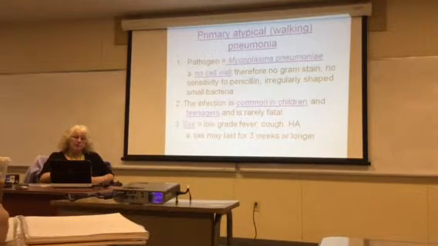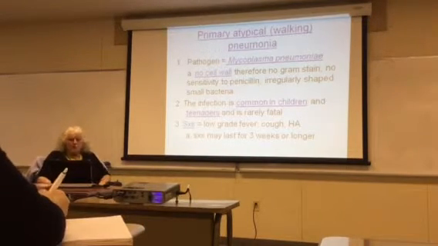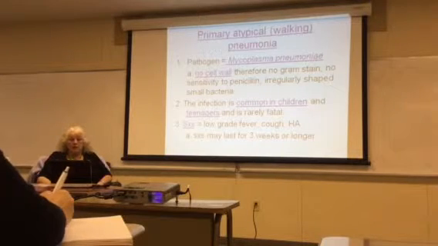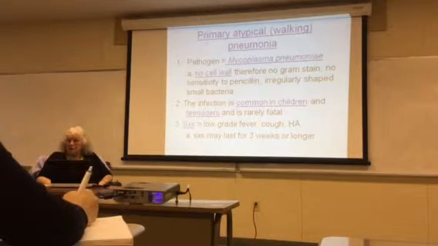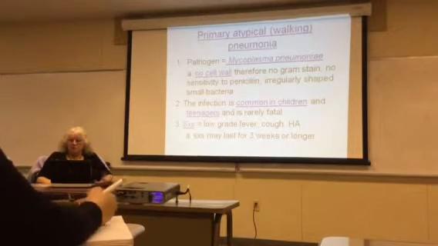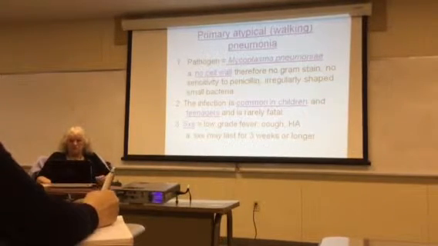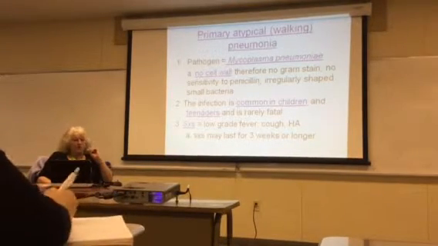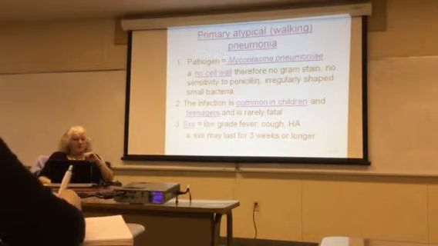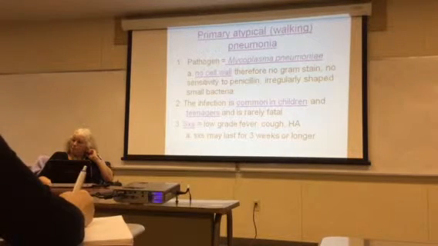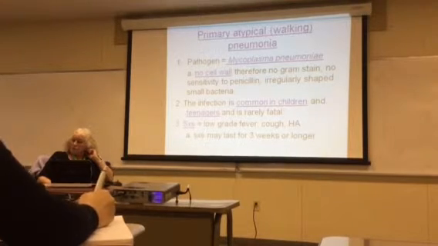Primary atypical pneumonia, the one that they commonly call walking pneumonia, is caused by Mycoplasma pneumoniae. One thing that we know about Mycoplasma is it does not have a cell wall. So you can't do a gram stain on the bacteria because there's no cell wall to gram stain. And since there's no cell wall, it is not sensitive to penicillin, so you wouldn't be able to prescribe penicillin to take care of it either. It's an irregularly shaped small bacteria.